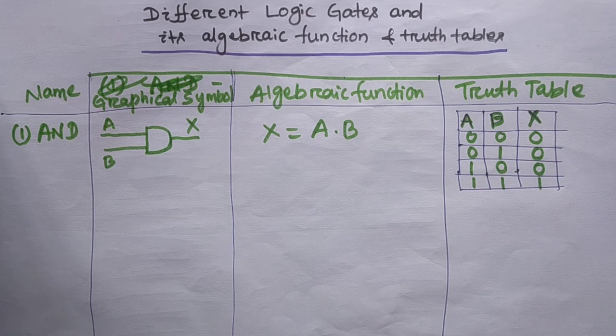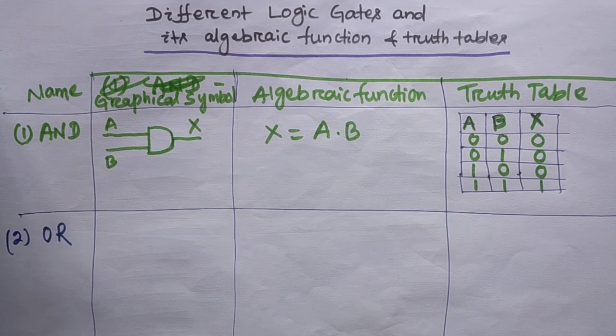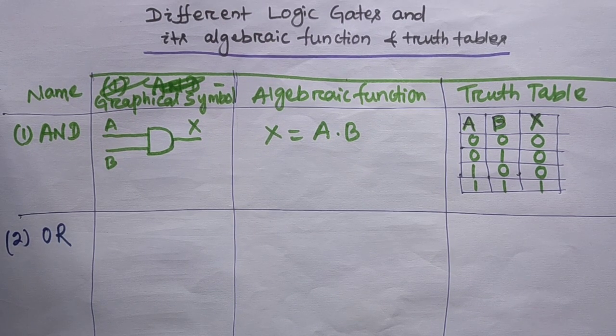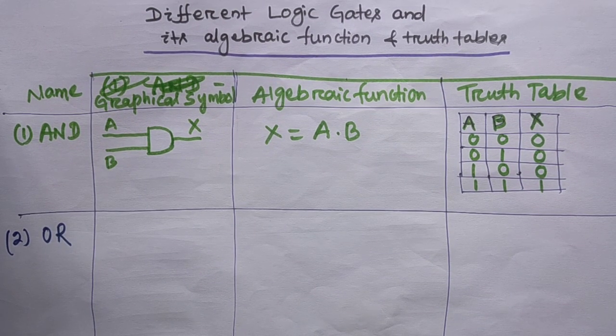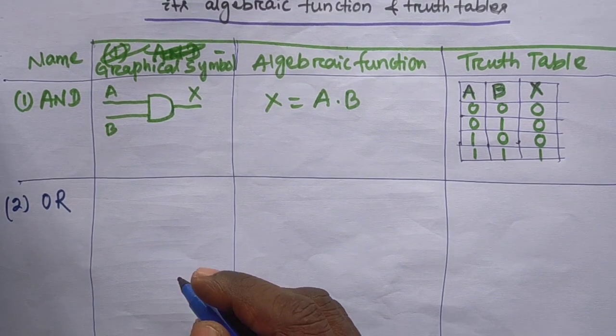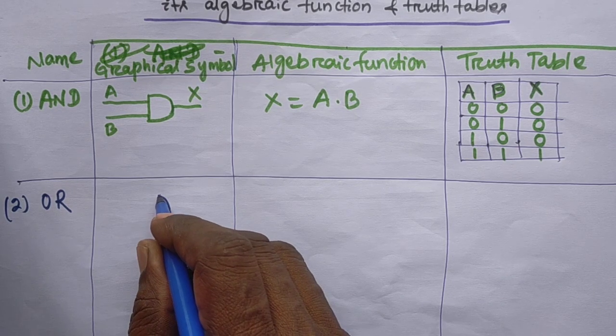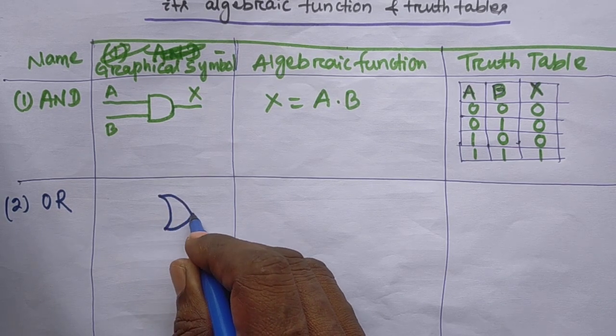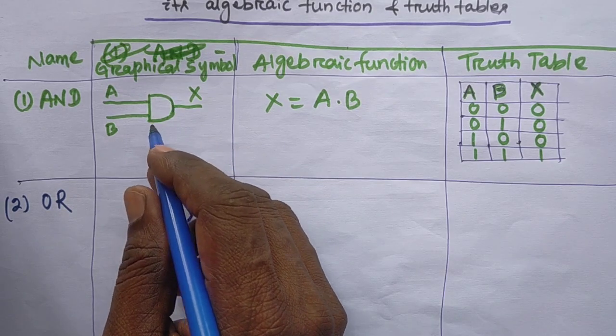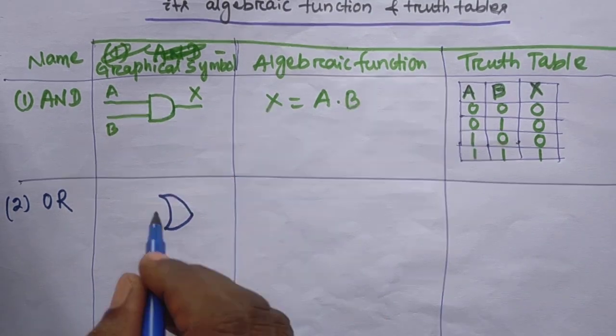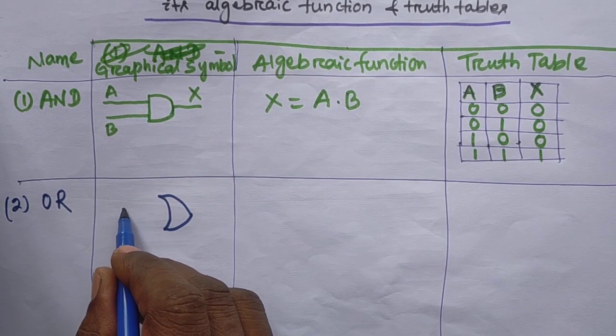Okay, now we will start differently. So next we define the OR gate. For the OR gate, in a very simple way, the symbol is defined like this. You see, it is round like the AND gate, but the design is a little different in this way.